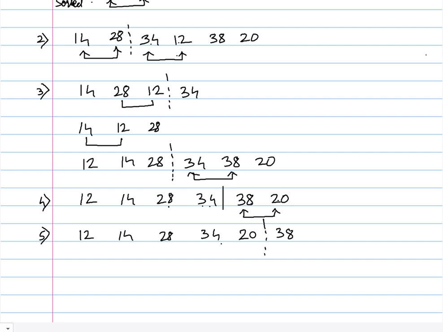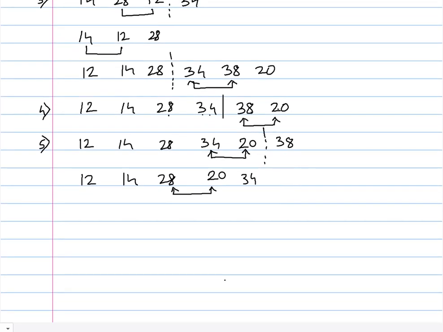Now as 20 is added to the sorted list, we'll place 20 at a proper position. So we check 20 with its previous element, that is 34. Is 34 less than 20? No. So we'll swap it. So this will become 20, this will become 34. Other elements are 12, 14 and 28. Now we'll check 20 with its previous. Previous is 28. Is 28 less than 20? No. Then we will swap it. So this will become 20 and here we will get 28. The rest of the elements are 12, 14 and here 34.